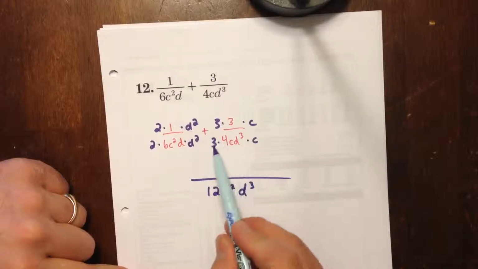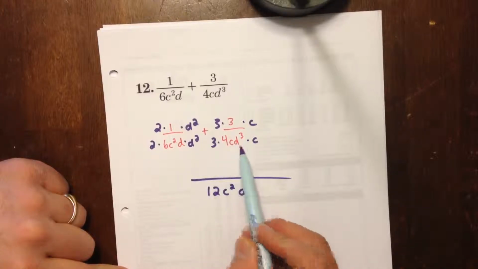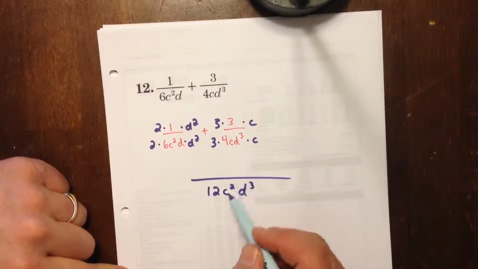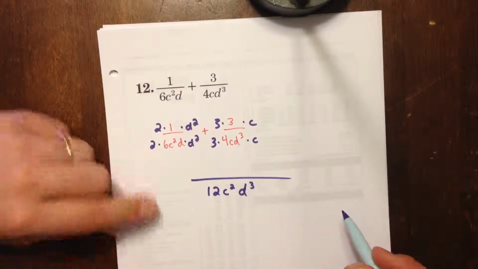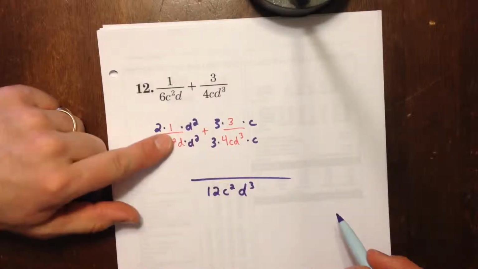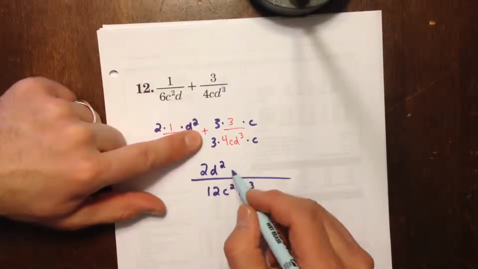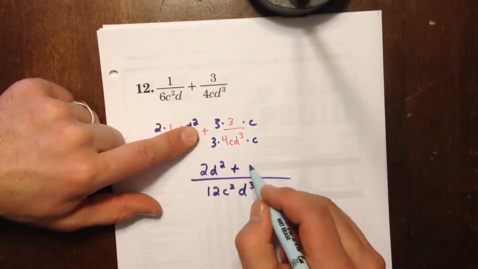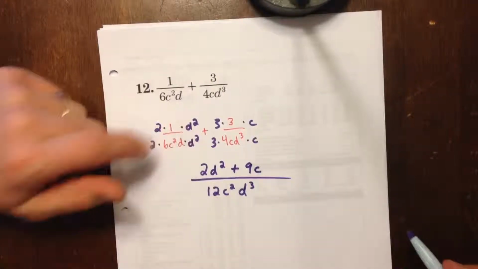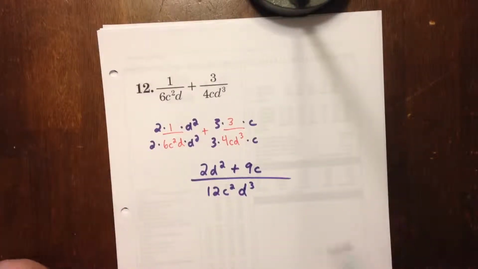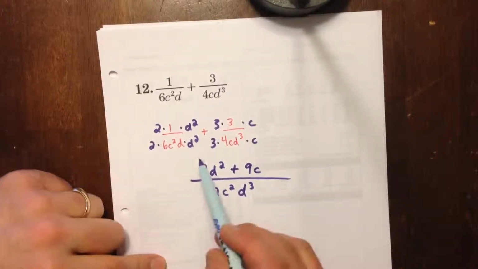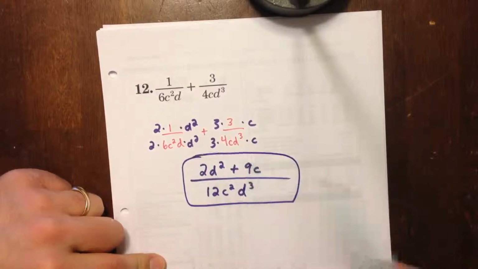All right, I would get the same thing here. 3 times 4 is 12. c times c is c squared, and then d to the third. Now what do I have up top? I'm going to write it all out. I have 2d squared, and it looks like I have plus 9c. And I can't do anything from there, so I'm done.